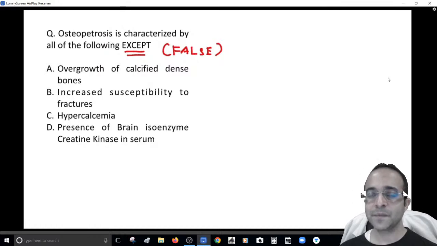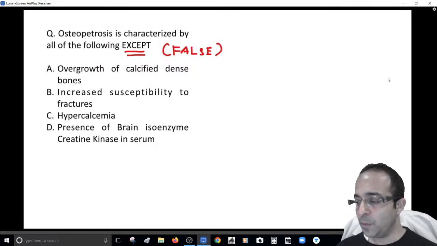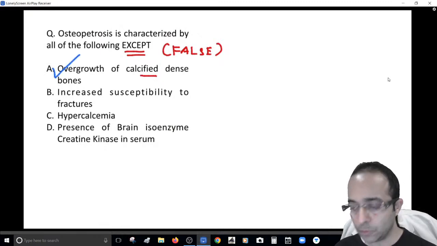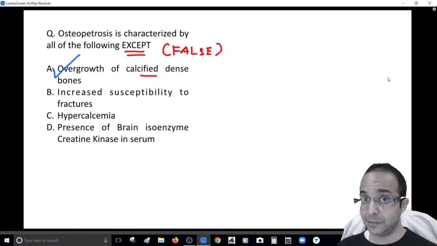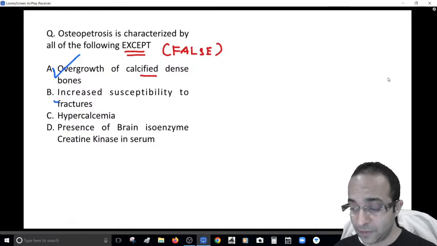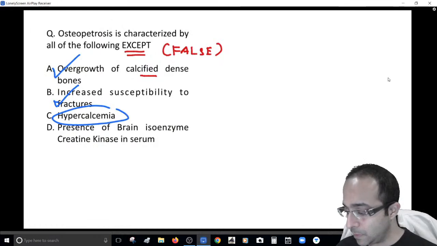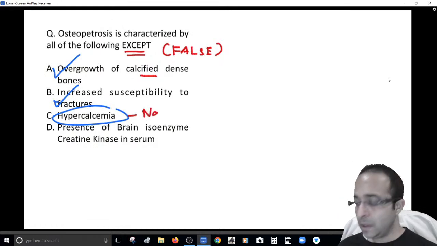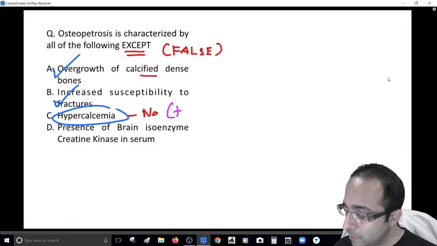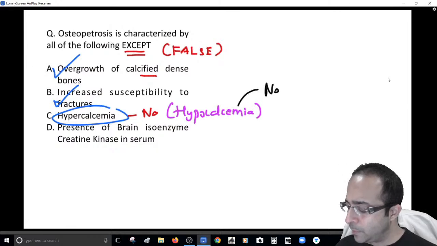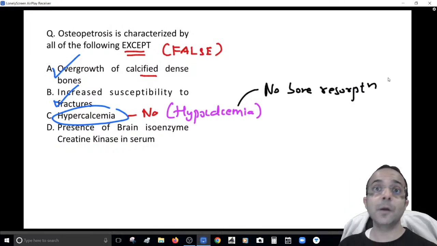Okay, no problem guys, I will help you out with this one. The bones are calcified, white, correct, no doubt about it. The bones are brittle, thick but brittle, so they fracture easily, correct. There is hypercalcemia, no. Rather in osteopetrosis, you have hypocalcemia. And why hypocalcemia? Because there is no bone resorption going on. Osteoclasts are defective, so how would calcium come from bones to blood?